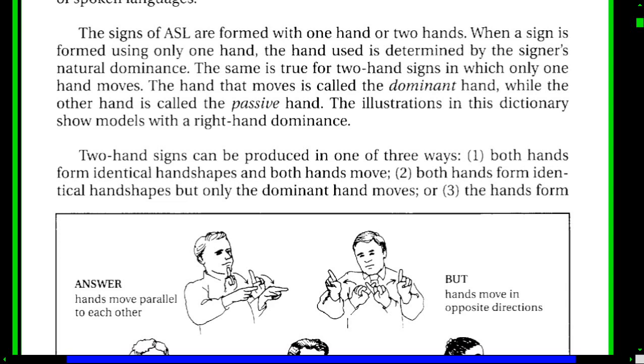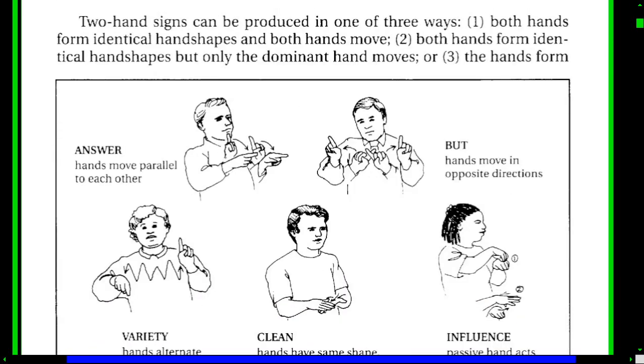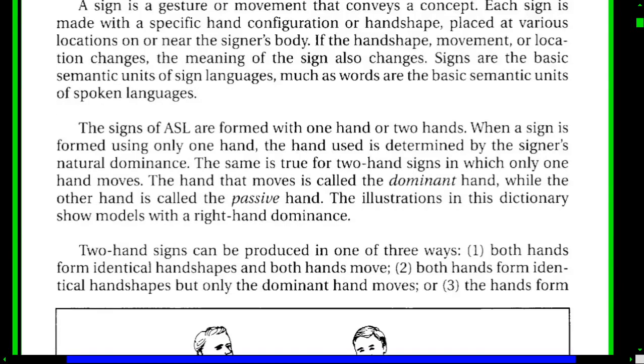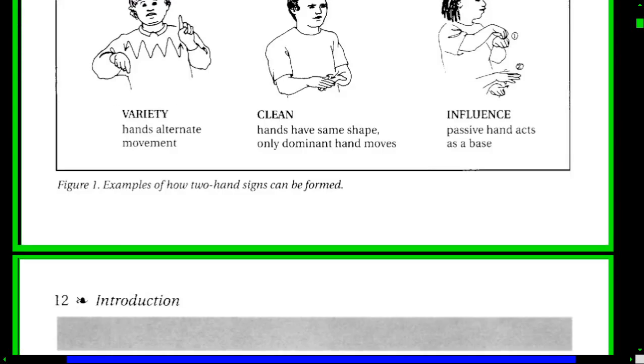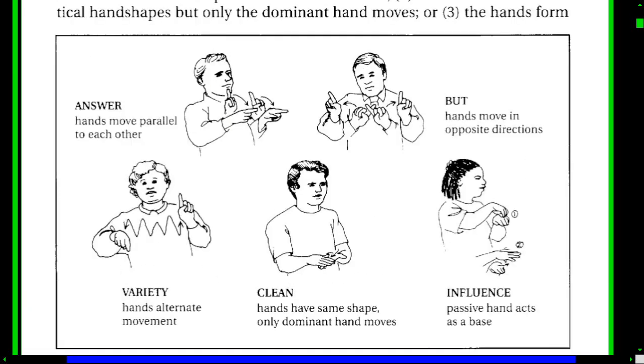Just to give you a heads up, the people practicing here have the right hand as the dominant one. Number one, both hands form identical hand shapes, and both hands move. Number two, both hands form identical shapes, but only the dominant hand moves. Number three, the hands form different shapes, and only the dominant hand moves, while the passive hand is restricted to a limited set of hand shapes. We can see number three is moving the dominant hand with a little movement of the passive hand.